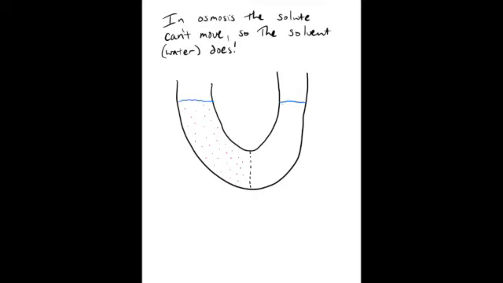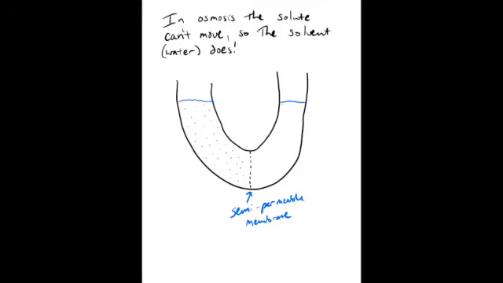So what does that have to do with osmosis? Well, in osmosis, the solute, the dissolved substance, can't move. So the solvent does. That's going to be water in our case. We can see that we have a semi-permeable membrane down at the bottom of this. And that membrane is permeable to water. Water can go through it, but our dissolved substance can't. There's a lot of dissolved substance on one side, and there really isn't any on the other.